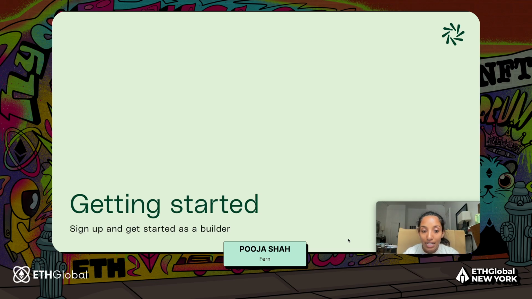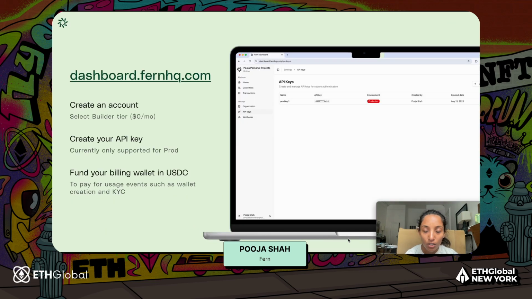Now that you're ready to get started, we can show you how to do that. The first thing is that you're going to create an account at dashboard.fernhq.com. This was very recently released, and it's an exciting new home for our developers who are building with Fern to get access to everything they need to manage their developer instance and developer account with Fern. You can create an account very simply, you can just get started. You don't need to talk to a human to do it.